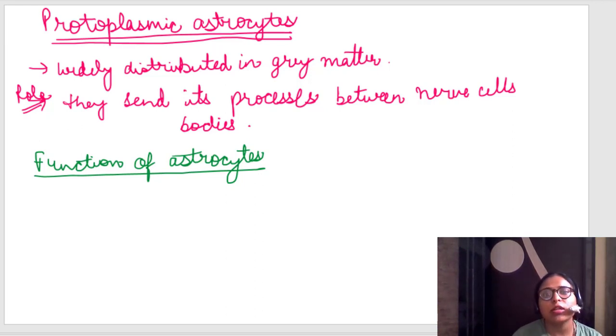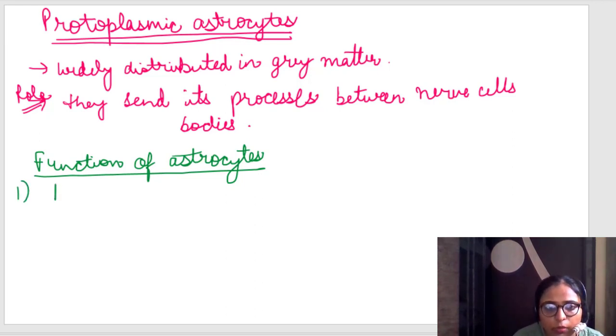Your fibrous astrocytes are widely distributed in the white matter, whereas your protoplasmic astrocytes are widely distributed in the gray matter. Your fibrous astrocytes send their processes to the blood vessels, especially the capillaries, to form the tight junctions there, thereby forming the blood brain barrier. But your protoplasmic astrocytes send their processes between the nerve cell bodies to provide support to them, right? So now we will see the function of the astrocytes together, both of them.